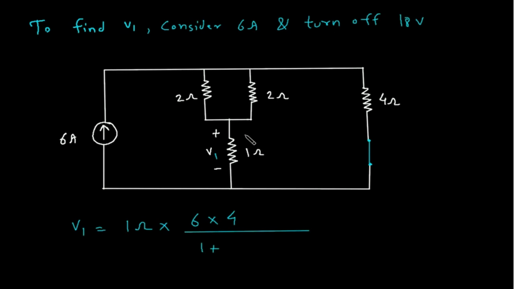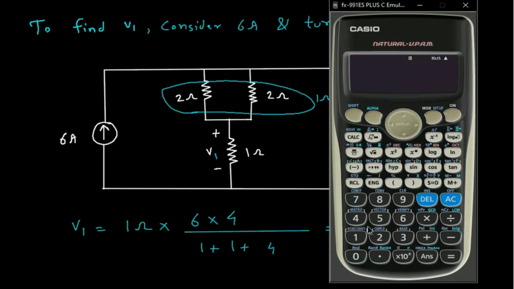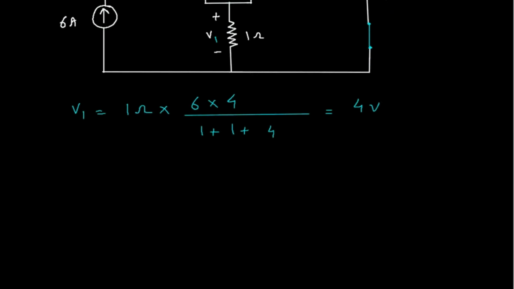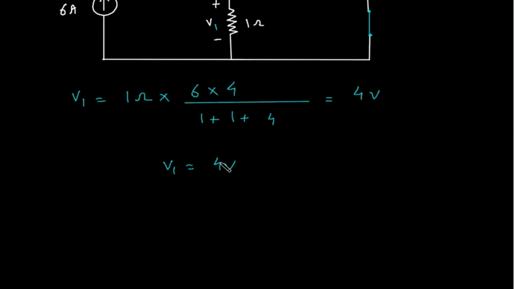plus this is also 2 ohm parallel with 2 ohm. So this is equal to 1 ohm. So 1 plus 1 plus 4. So this will be 1 into 6 into 4 by 1 plus 1 plus 1 plus 1 plus 4. So this is equal to 4 volt. Therefore, V1 is equal to 4 volt.